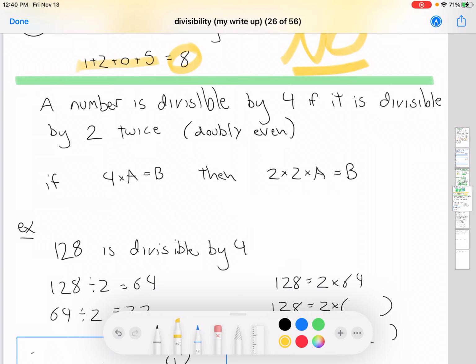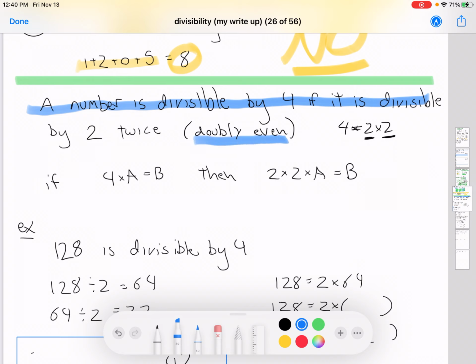All right. So that was divisible by 3. Now, how do we figure out if something is divisible by 4? A number is divisible by 2 if it's even. A number divisible by 4 must be divisible by 2 twice, because 4 is equal to 2 times 2. So if you divide out a 2, you have to divide out another 2. They oftentimes refer to this as being doubly even.